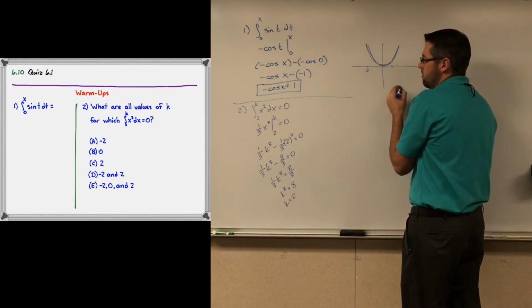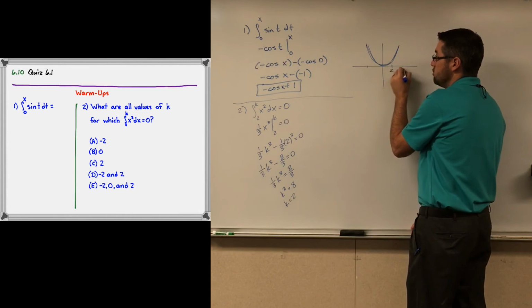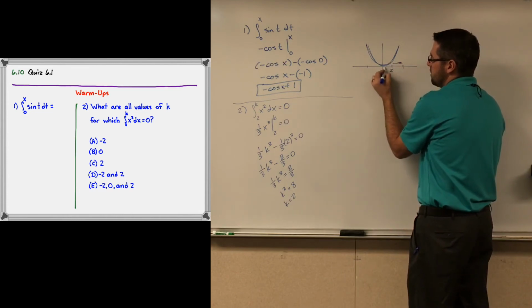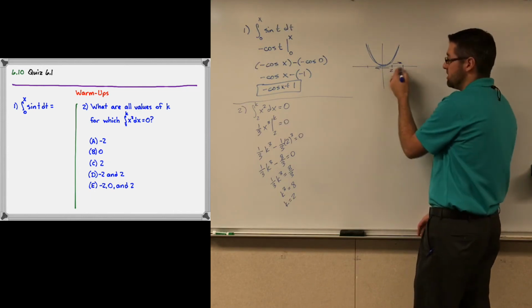Okay. Or if that's a 2. 2's there. If I move it over here, that's positive. If I move it over here, what's that make the integral? Negative. But there's no place where it balances out except at 2.